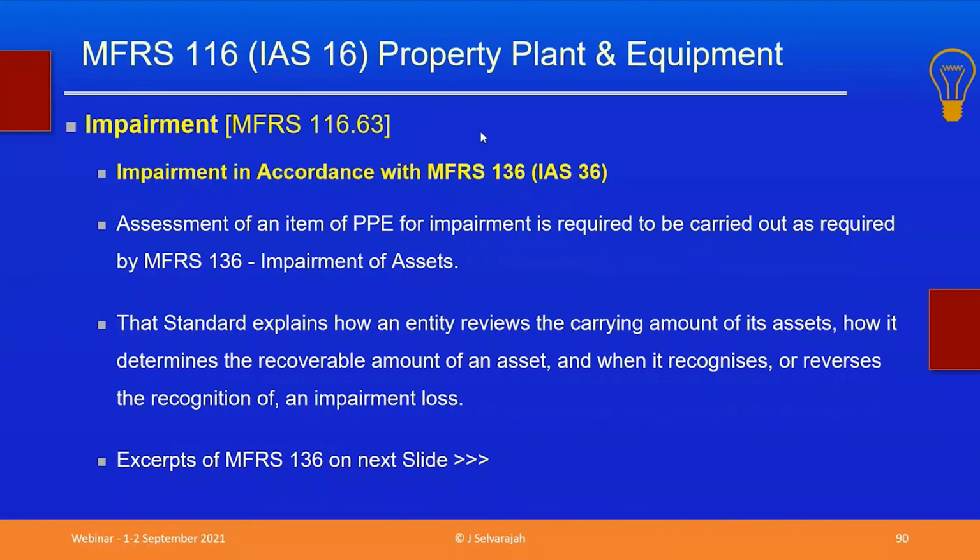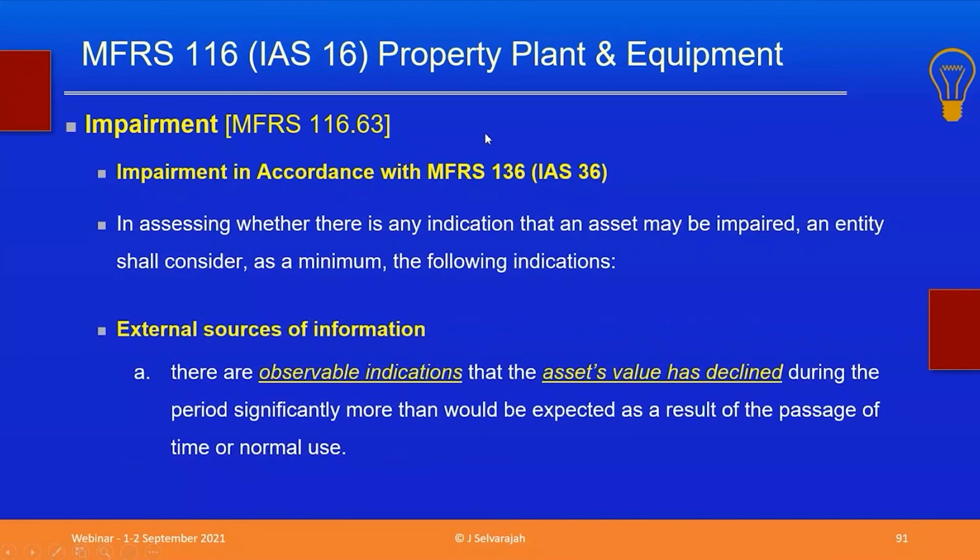So 136 talks about a little bit of this. I've just taken an excerpt from it because it's directly linked to property, plant and equipment. In assessing whether there's an indication that an asset may be impaired, we must consider external sources of information and also internal sources of information. That's what the standard wants us to do. External sources are observable indications that the asset value has declined. Example, patent rights for Nokia.